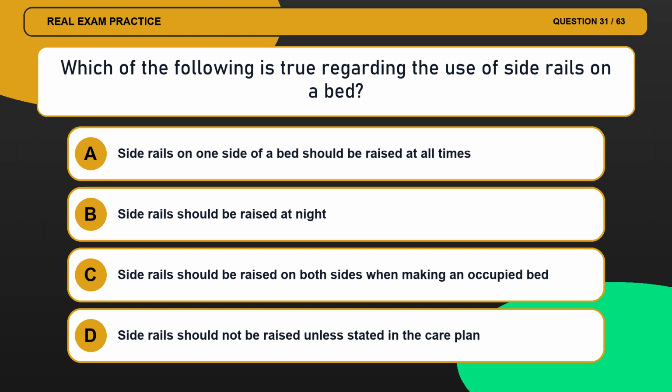Question 31. Which of the following is true regarding the use of side rails on a bed? Option A, side rails on one side of a bed should be raised at all times. Option B, side rails should be raised at night. Option C, side rails should be raised on both sides when making an occupied bed. Option D, side rails should not be raised unless stated in the care plan.